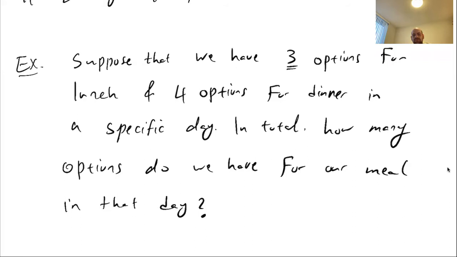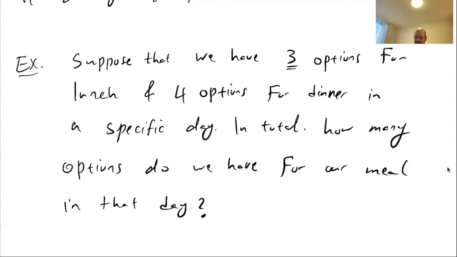Well, some people here think that in total we have 7 options because 3 options for lunch and 4 options for dinner. But that's not true. If we have N1 options for task 1 and N2 options for task 2, then for performing task 1 and 2 together, we have N1 times N2 options. So 3 options for lunch, 4 options for dinner. Then for the meal, which means lunch plus dinner, we have 3 times 4, which is 12 options.